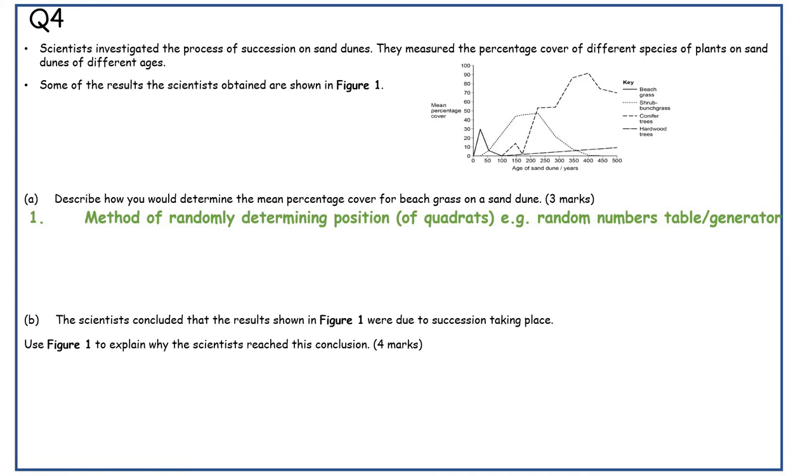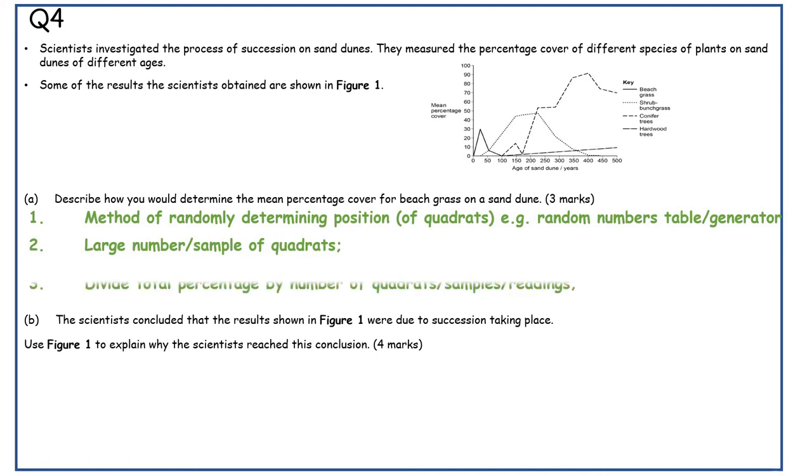So you would need to use a method of randomly determining the position, like a random number table or random number generator. You would have to use a large number of quadrats. And then you would divide the total percentage by the number of quadrats.